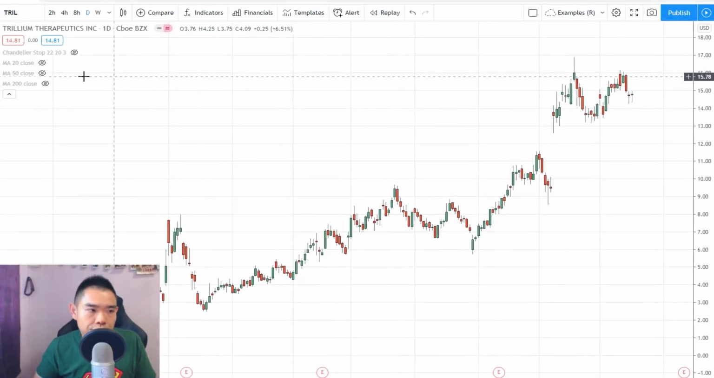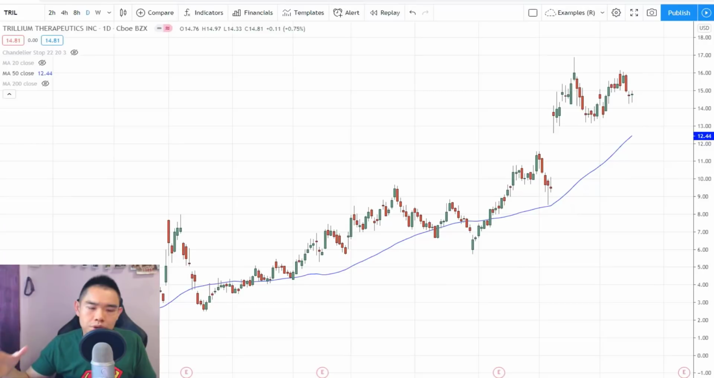And if you pull out the 50 MA, you'll see that it will tend to retrace or pull back towards the 50 MA or more. So this is just a rough general guideline. And let me share with you trends, right, that I avoid.